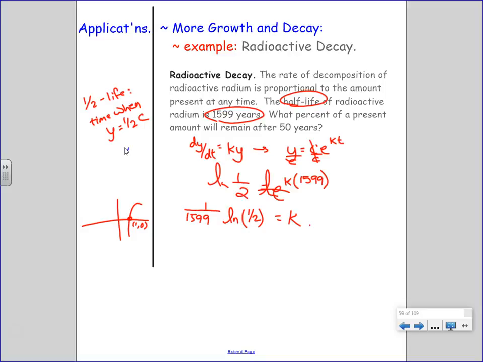Then we have to find a percent. We can plug this in, right? C e to the 1/1599 ln of 1/2 times our t of 50 years. And then just whatever number times 100, or is it just whatever number? How do I get a percent? So we know it equals.